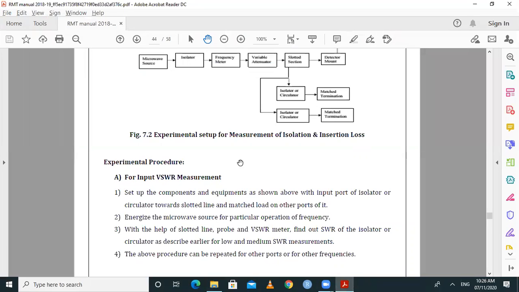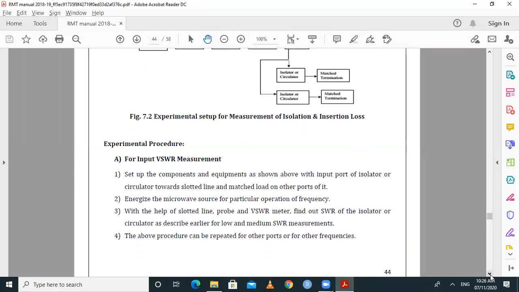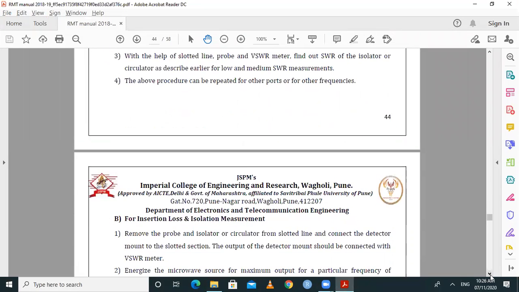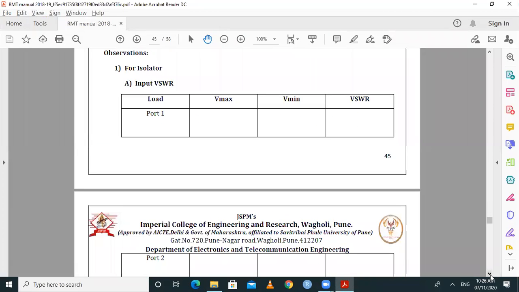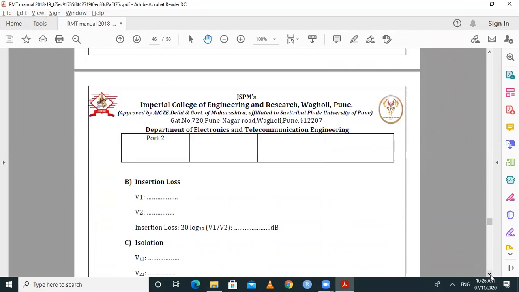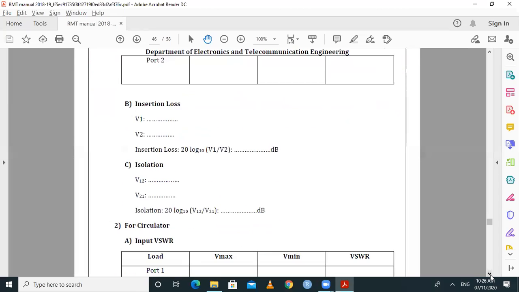Okay, so I hope all of you understand how to perform this experiment. By using this experiment, we can find parameters for an isolator: the input VSWR for port number 1 and 2, the insertion loss by finding V1 and V2, as well as the isolation by finding V12 and V21.